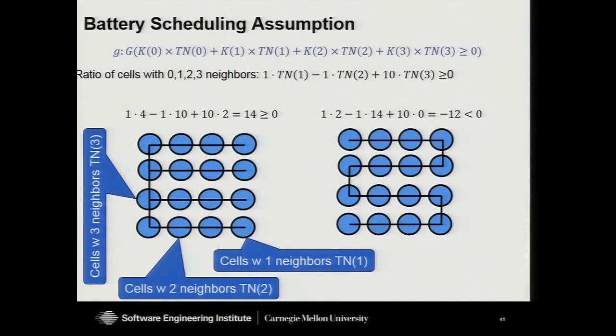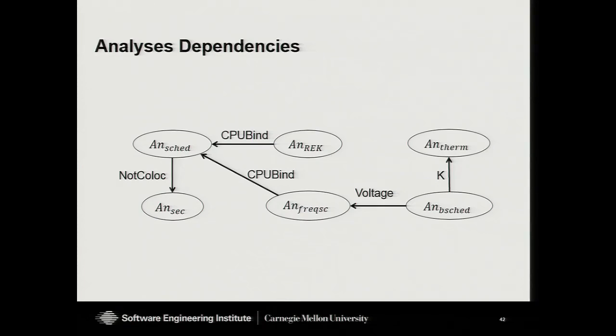Obviously, I will not talk too much about this. It's another assumption for the battery scheduling about the neighbors and the thermal characteristics of the neighbors. We need to make sure that this will work. Again, once we have these contracts, the contracts will express the dependencies between the different analyses, right? This is a dependency graph. And in that dependency, we know what part of the model we are using, what part of the model we are modifying, and finally, what are the conditions that we need to test.